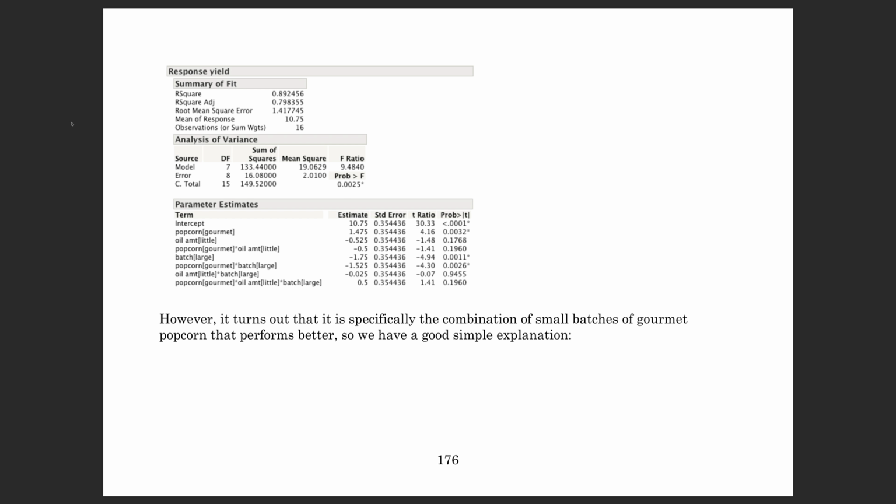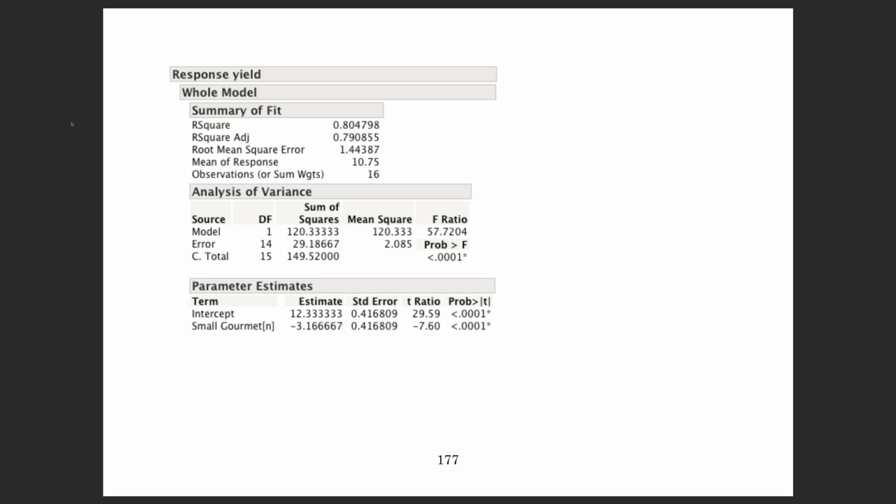It doesn't look like the oil amount has any effect, so we can simplify this model down considerably. In fact, if we look at the four possibilities of small batches of gourmet, large batches of gourmet, small batches of normal, and large batches of normal, it turns out that it's specifically small batches of gourmet that perform better than the others. So that enables us to have a very good, simple explanation, which is presented here. This is a much simpler model. This simply says, compare the small gourmet combination to everything else.